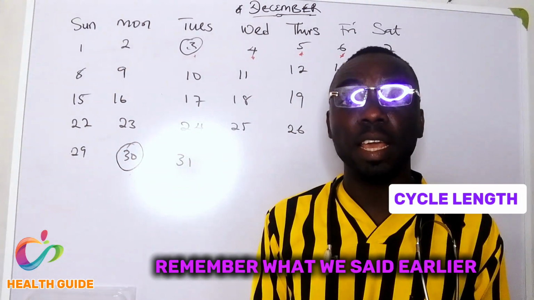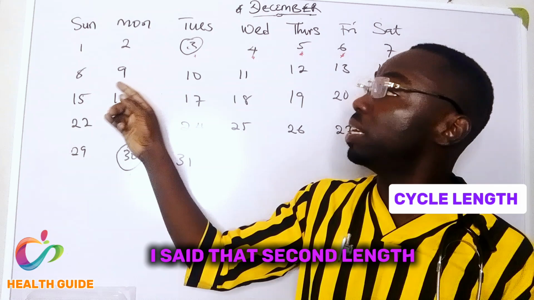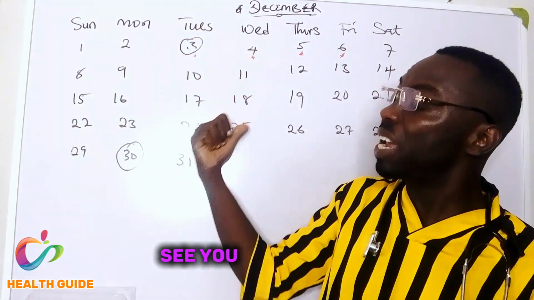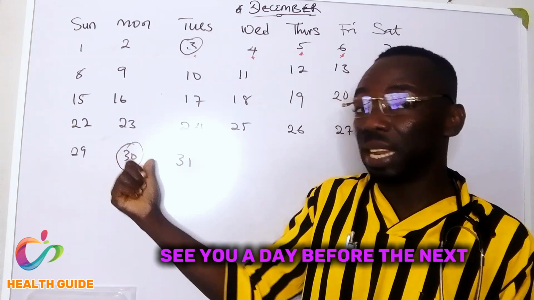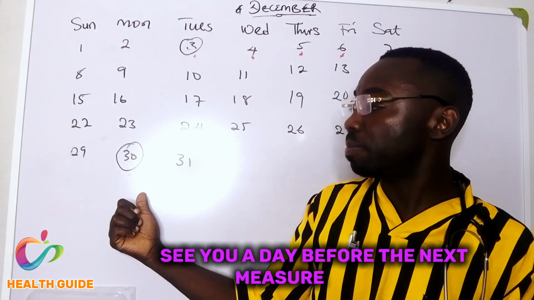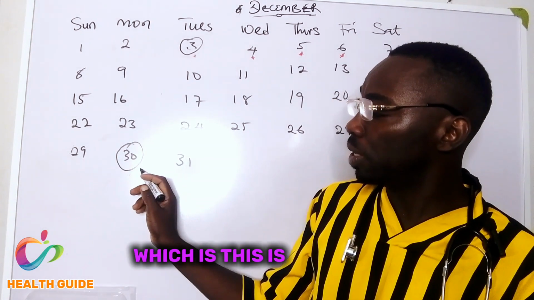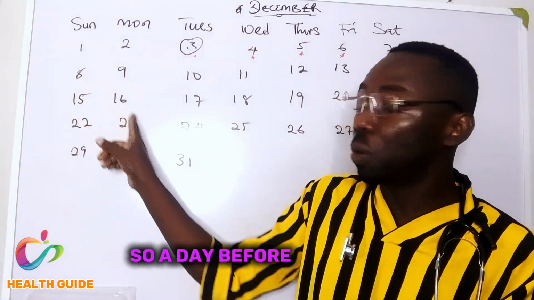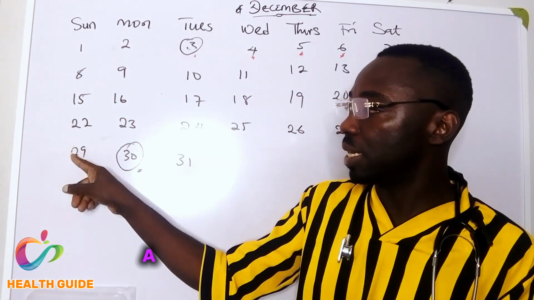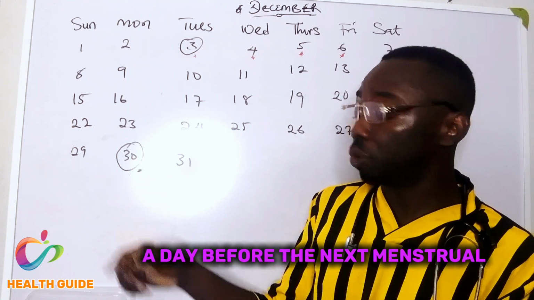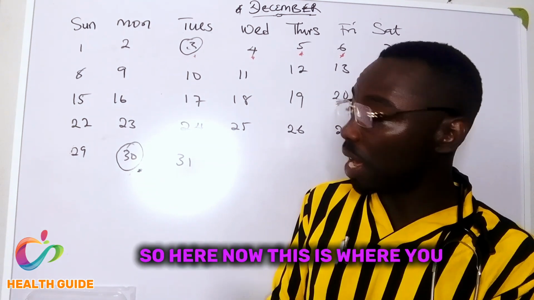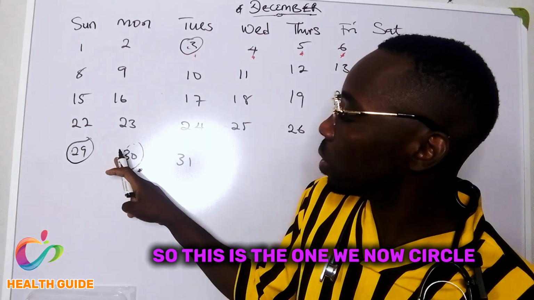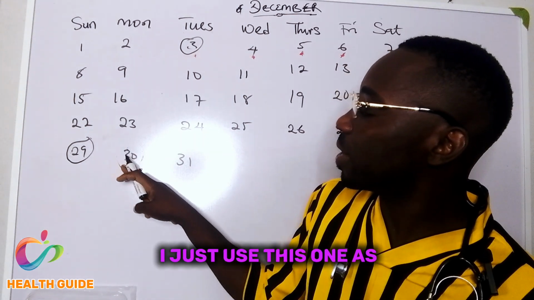Remember what we said earlier? I said that cycle length is the very first day you saw your menstrual period till a day before the next menstrual period, which is the first day of the next menstrual period. So a day before the next menstrual period, this is where you now cycle. Okay, I just use this one as an example.